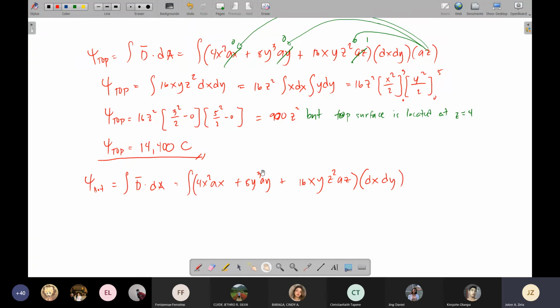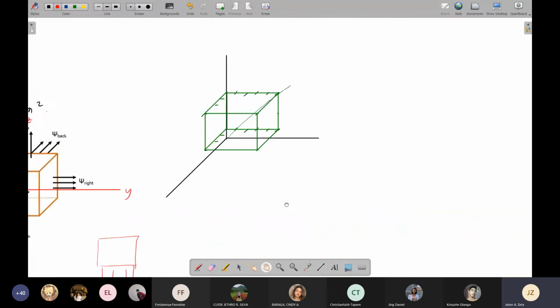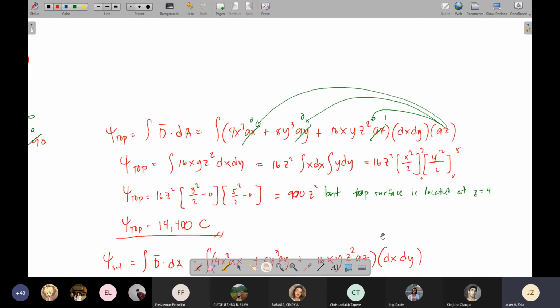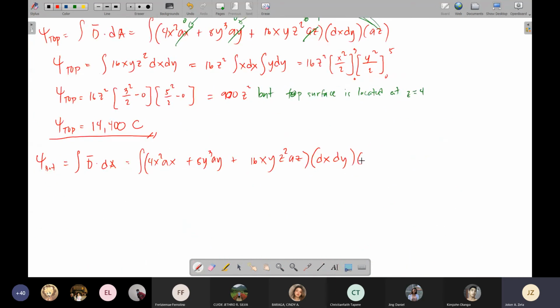Now, unsa may direction kung ang charges manggawas sa bottom? Of course, padung sa ubos, and kanang padung sa ubos, that is negative az. So, as usual, ax and negative az, angle between them is 90, cosine of 90, 0. ay and negative az, angle between them is 90, cosine of 90, 0. az and negative az, angle between them is 180 degrees, cosine of 180, that is negative 1.